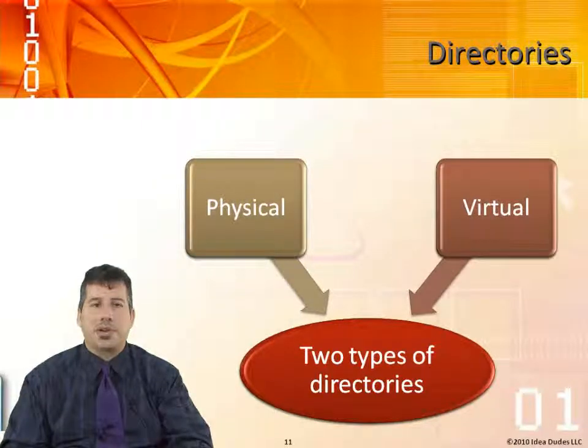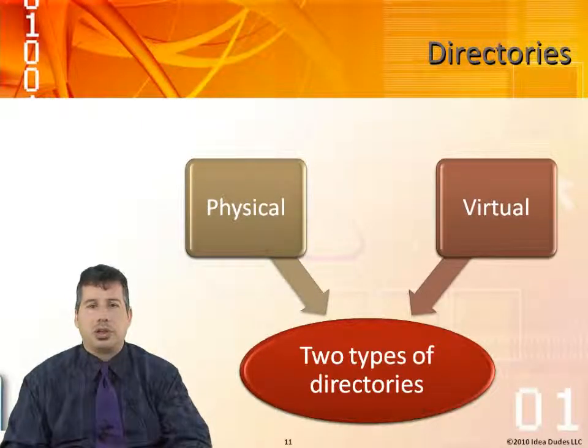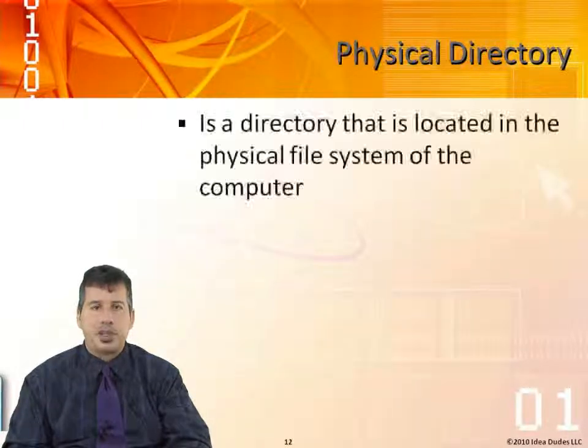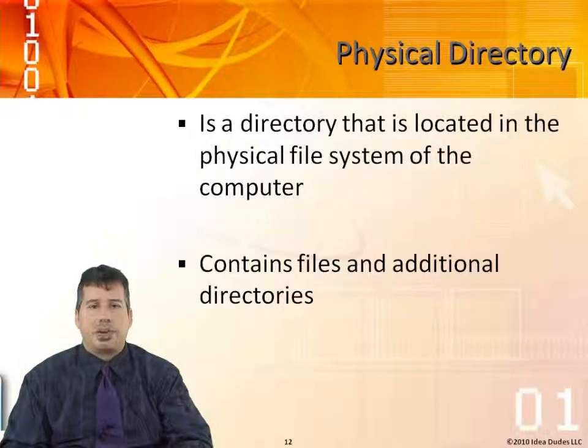Now a virtual directory can point to physical storage on a local machine. It could be on a DFS, distributed file system, it could be on another server. There's just so many different instances of where it can be. So the physical directory is the directory that's located on the physical file system of the computer. Contains files and additional directories.